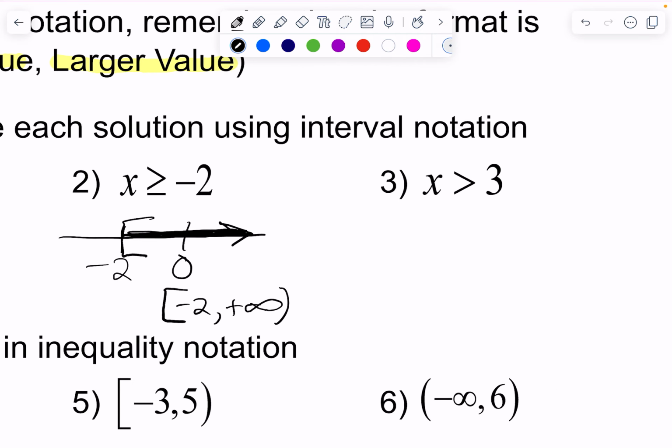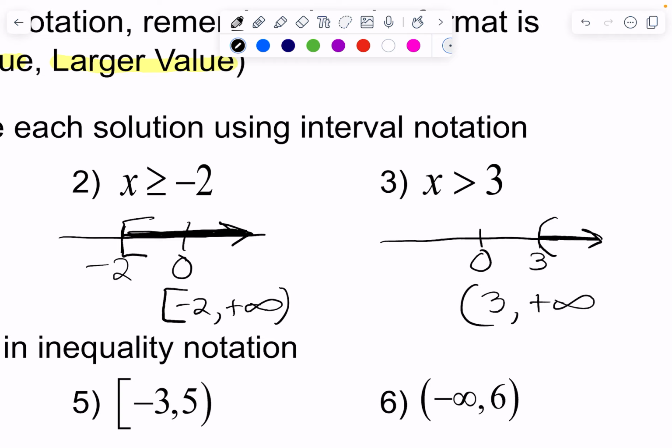Last example, x is greater than 3. Go ahead and write our rudimentary graph, place your 0, place your 3. It's greater than 3, so I'm going to use a parenthesis. I'm going to shade to the right. And then my smallest value is 3, comma. My largest value is, once again, positive infinity. Why? Because I'm going to the right forever. And that's how you do interval notation.